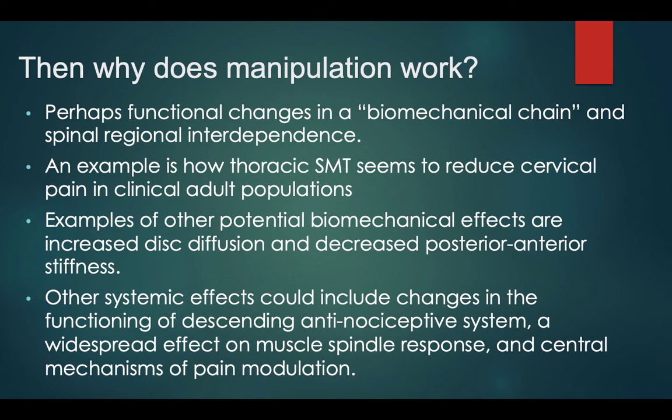Perhaps functional changes in a biomechanical chain and spinal regional interdependence are affected indirectly, leading to pain relief. An example of this is how thoracic SMT seems to reduce cervical pain in clinical adult populations. Examples of other potential biomechanical effects are increased disc diffusion and decreased posterior-anterior stiffness. Other systemic effects could include changes in the functioning descending anti-nociceptive system, a widespread effect on muscle spindle response, and central mechanisms of pain modulation.